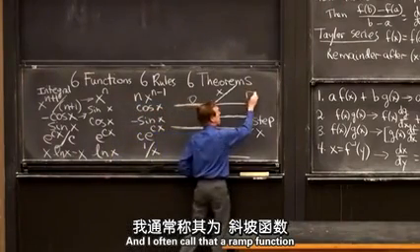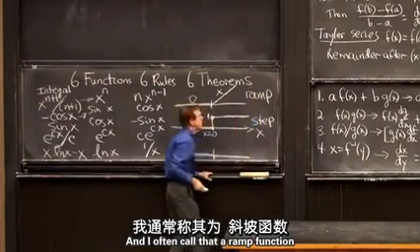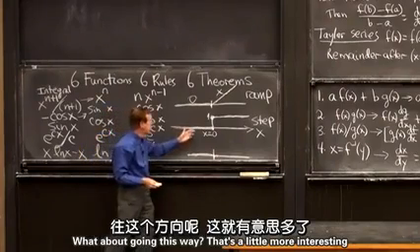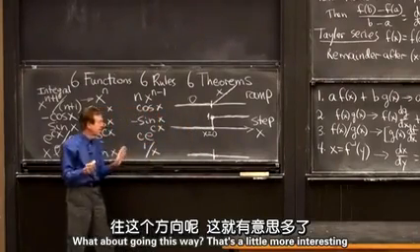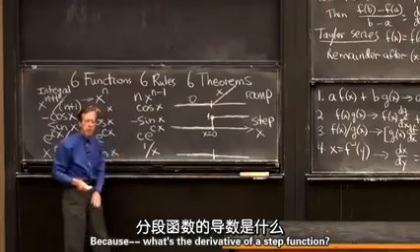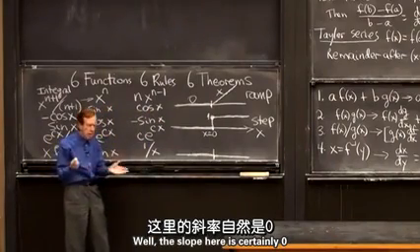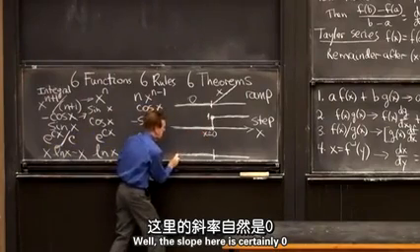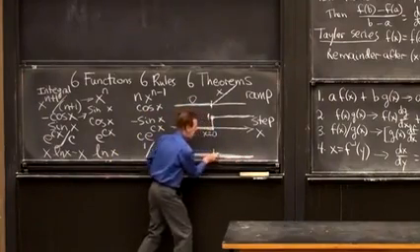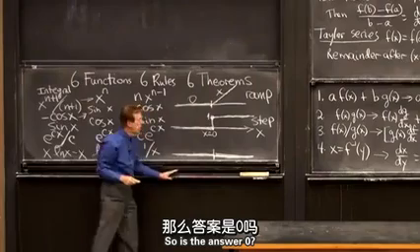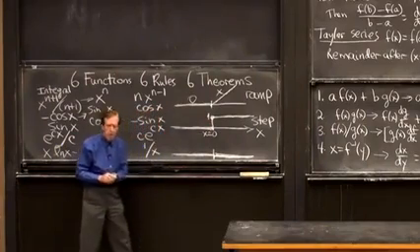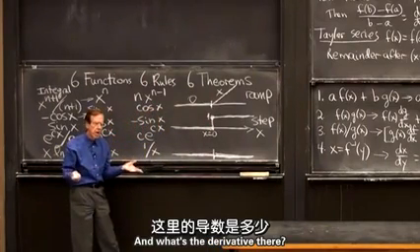And I often call that a ramp function, because it looks a little like a ramp. Okay. What about going this way? That's a little more interesting, because what's the derivative of a step function? What's the slope of a step function? Well, the slope here is certainly 0, and the slope along here is certainly 0. So is the answer 0? Well, of course not. All the action is at this jump. And what's the derivative there?